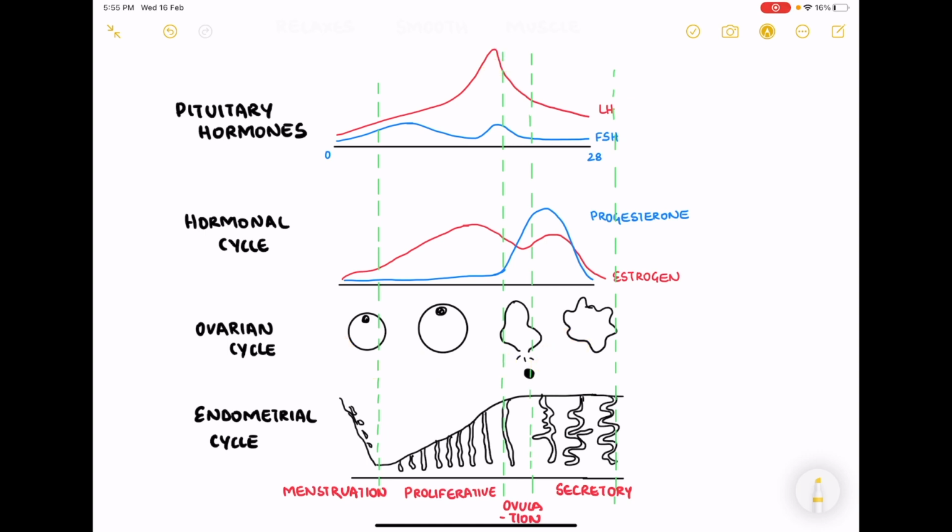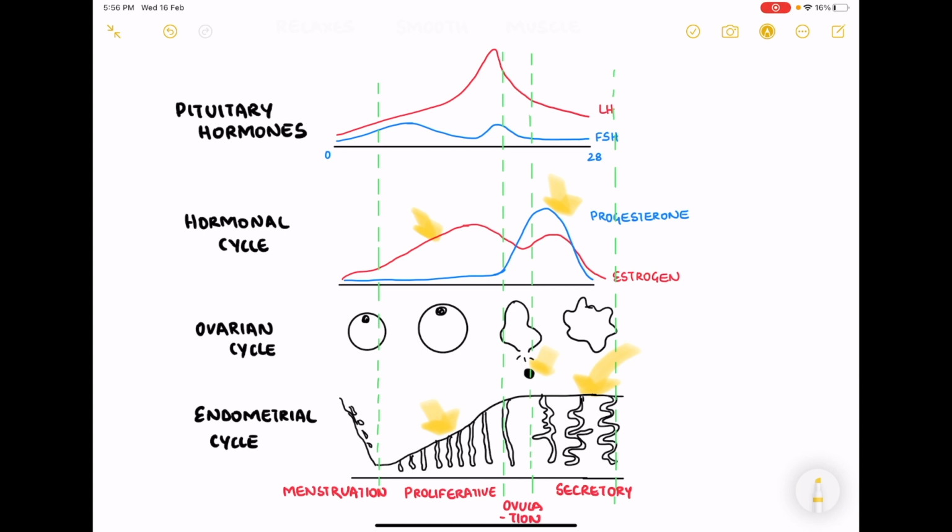Let us now look at the endometrial cycle. The increasing estrogen leads to proliferation of the endometrium, where the spiral arteries are straight and stretched. Following ovulation, the increasing progesterone level leads to secretory proliferation of the endometrium, where the spiral arteries are tortuous.